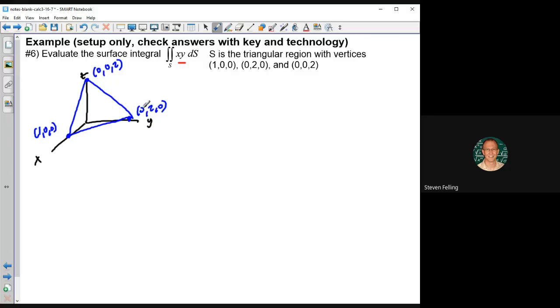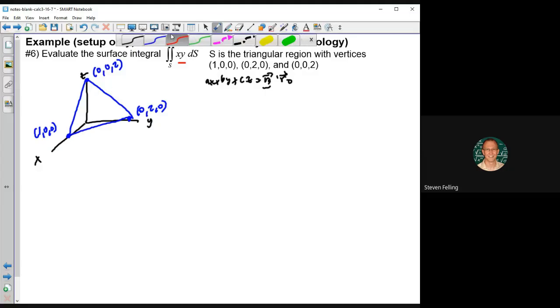Okay, so first I'm going to need some kind of parameterization of this surface. We're going to use the method where we take two vectors, and then we use the normal to find an equation of a plane. So I'm going to build the equation of a plane this way, using ax plus by plus cz equals n dot r0. But I'm going to need a normal vector to this plane, and I can find the normal vector by taking the cross product of two vectors that are in the plane.